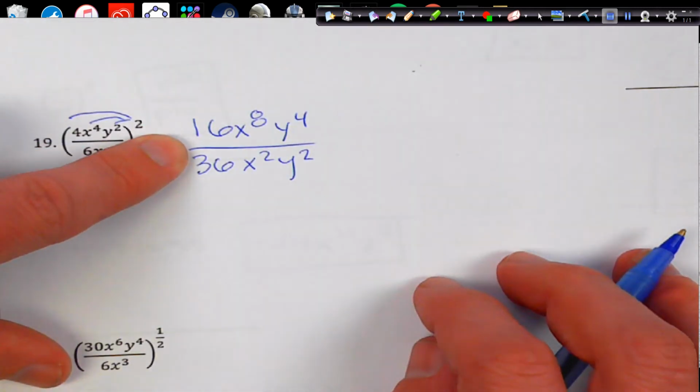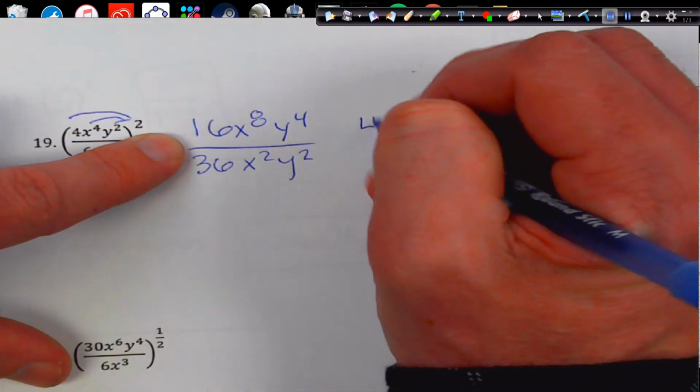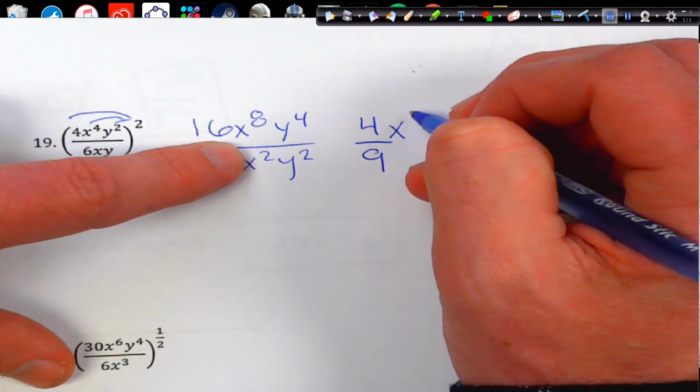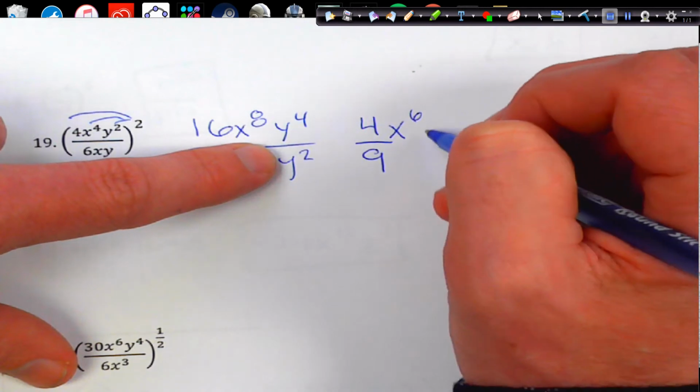16 and 36 are both divisible by 4, leaving you with 4 and 9. Subtract here, we leave x to the 6th on top. Subtract here, y to the 2nd.